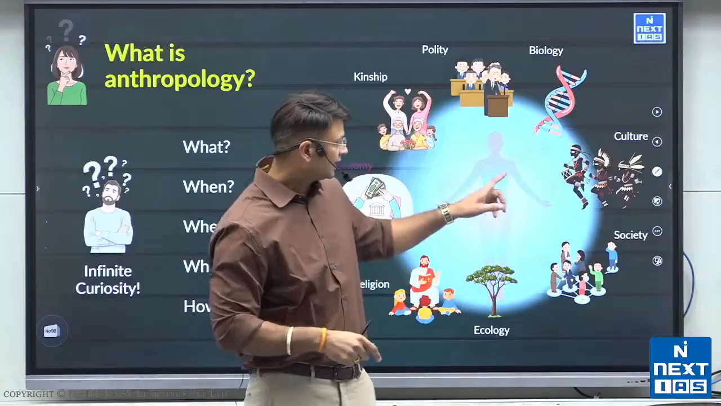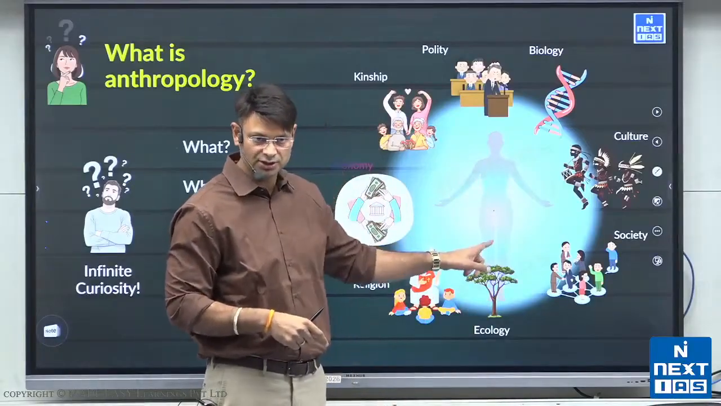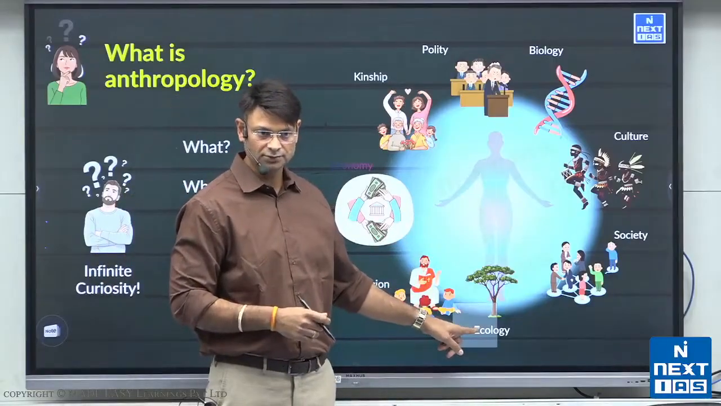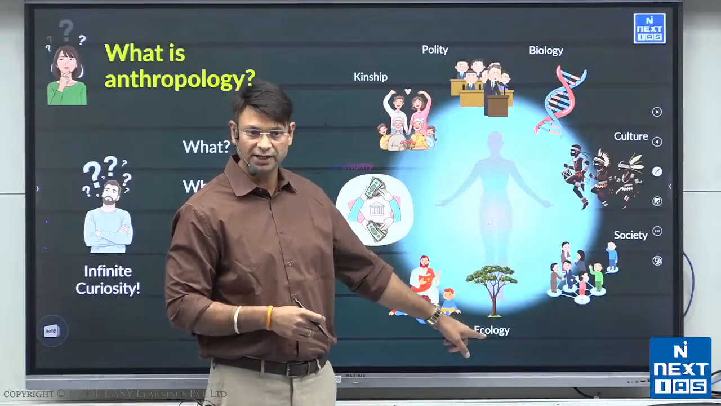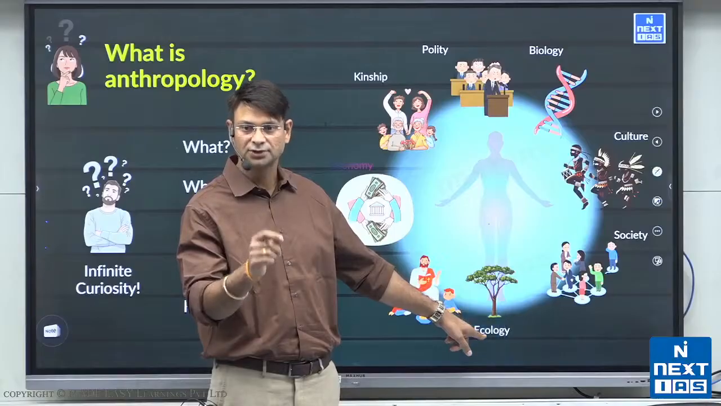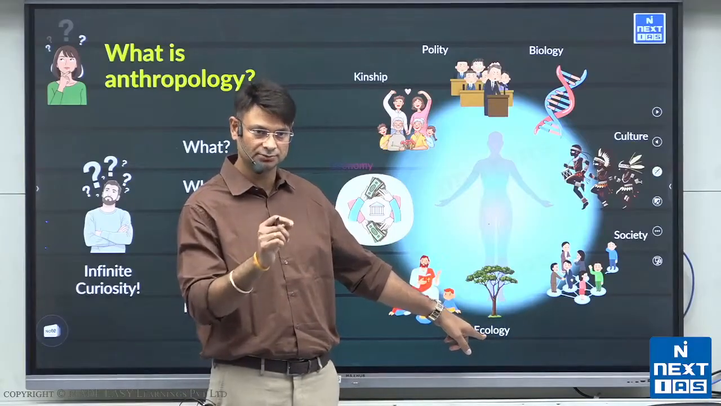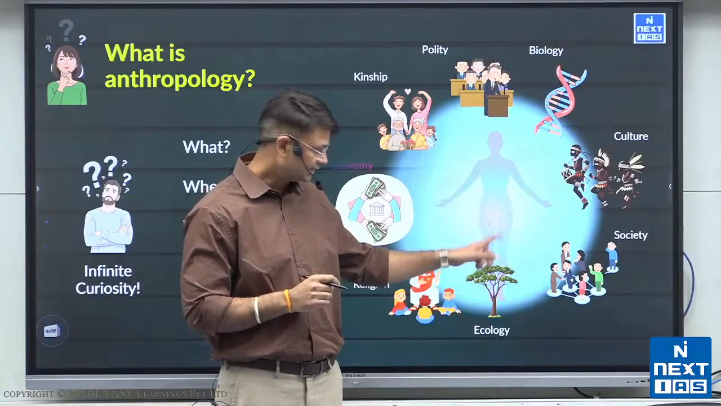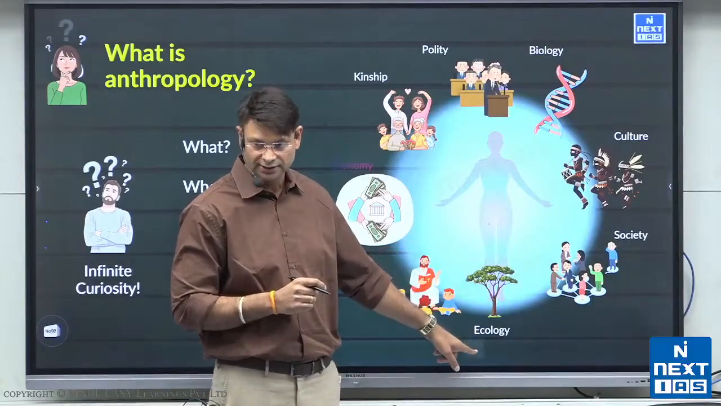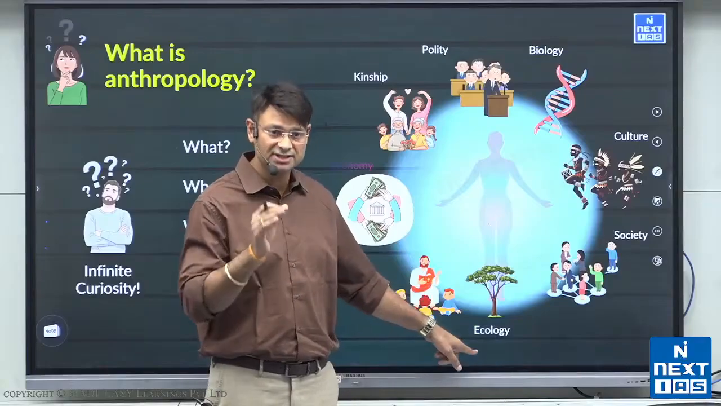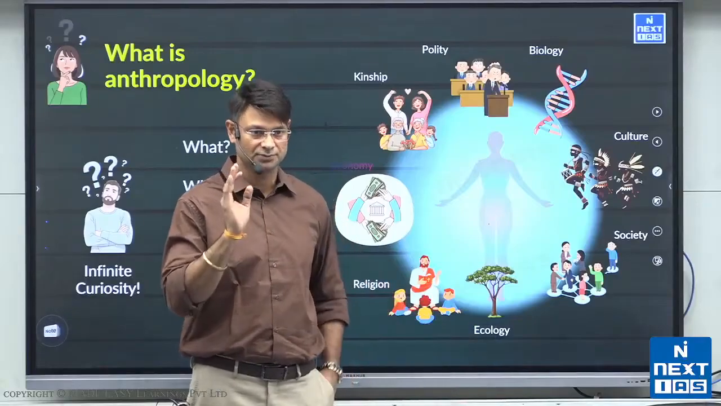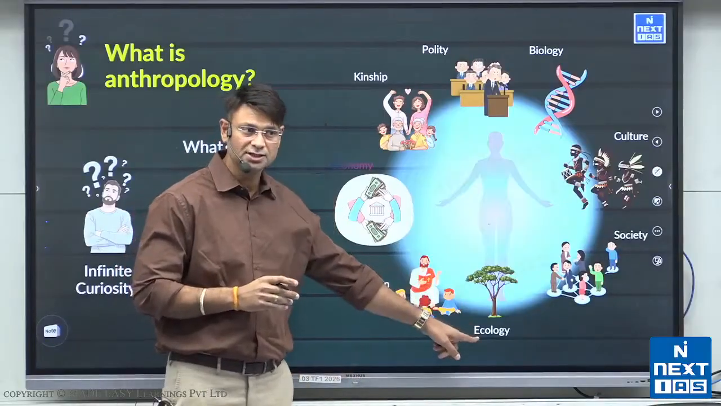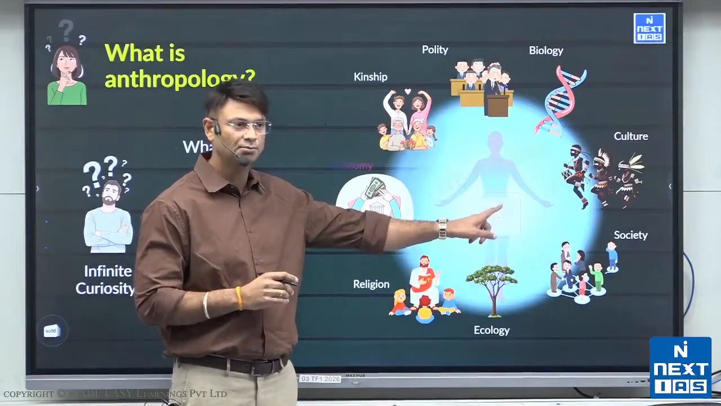Now if you just look at this, this is an animal, this is a biological being. It has a connection with ecology. How? People living in hot and humid environments have darker skin tone. Those who live in colder environments have lighter skin tone. So your skin color is dependent on ecology, the environment. I think you understand the relationship between biology and ecology. Those who live in malaria-infested regions have the sickle cell anemia gene more prevalent among them. You might have heard about that, right? So there is a correlation between ecology and human biology here.